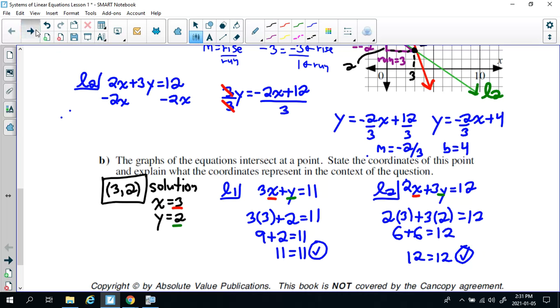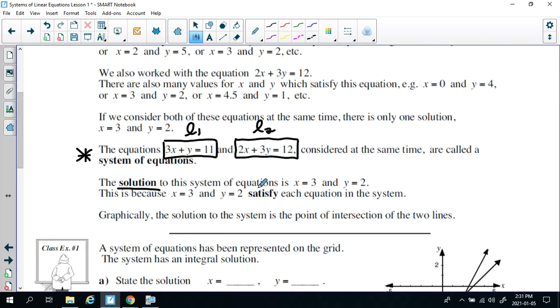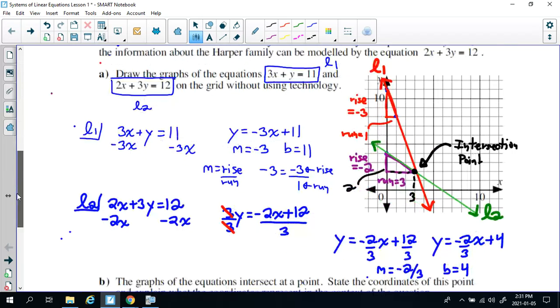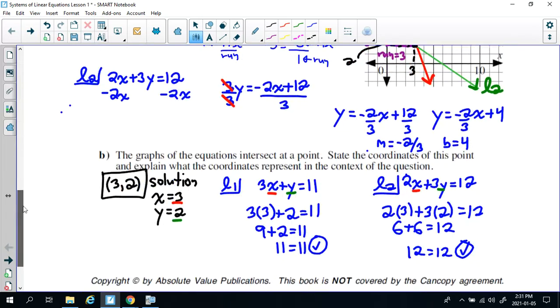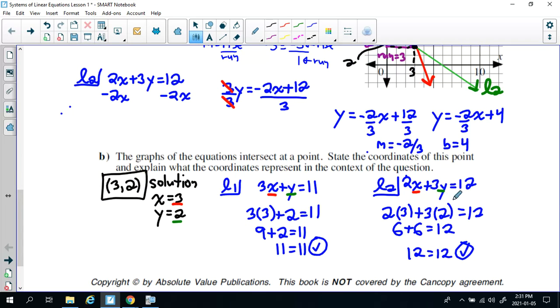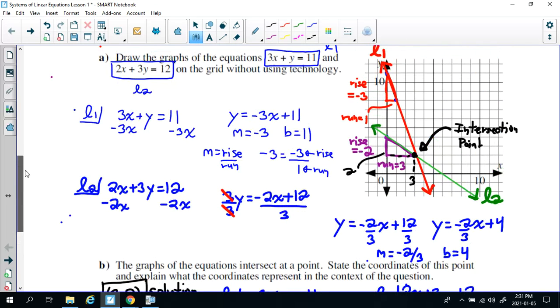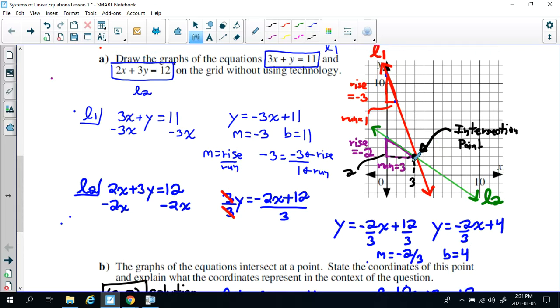Let's go back down and read what it says again. It says the solution to this system is x equals 3, y equals 2. That is because x equals 3 and y equals 2 satisfies each equation in the system. Again, what that means by satisfies is if you take the values of x and y, plug them into the equation, and evaluate the expressions, you need to get the same number on both the left and right hand side of the equations. And graphically, the solution is going to represent an intersection point on the graph.